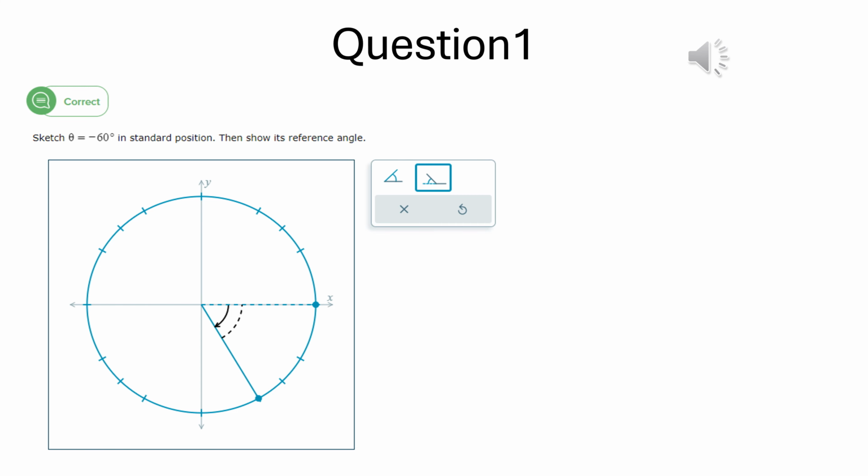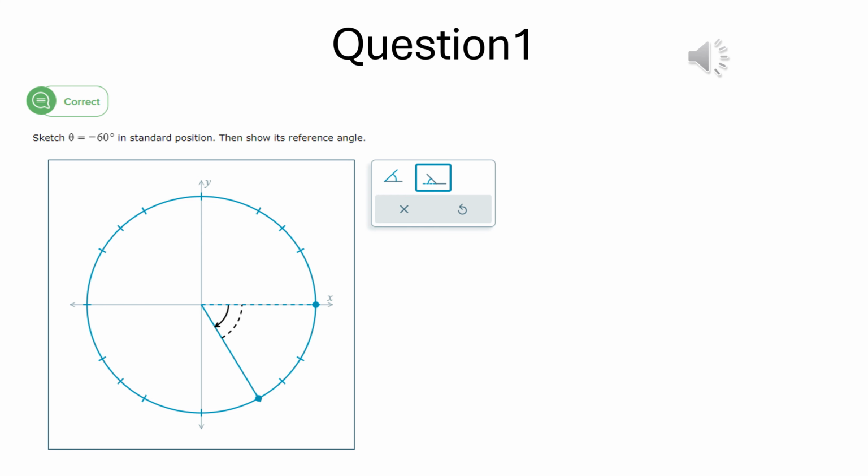Okay, in this question, the angle is negative 60. Negative 60 is obviously clockwise. 60 is in this position. So when you press this icon, you are doing the graph or sketch of the given angle.